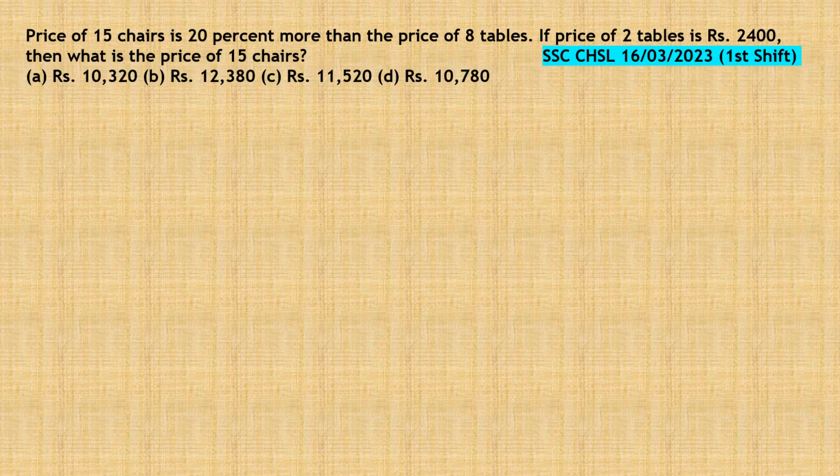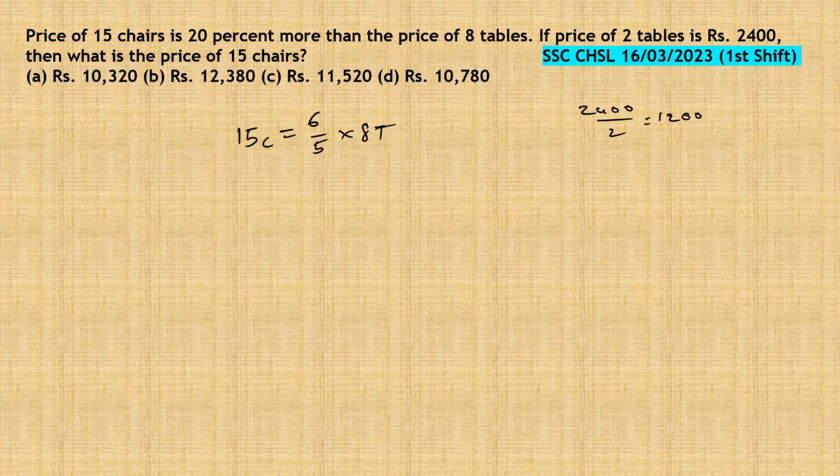Price of 15 chairs is 20% more than the price of 8 tables. 20% denotes 1 by 5, 20% more is 6 by 5. Then the price of 8 tables is equal to 8 tables. The price of 2 tables is 2400. One table is equal to 2400 divided by 2, that is 1200.